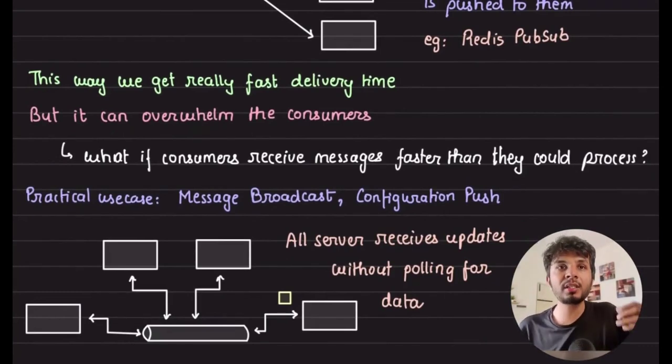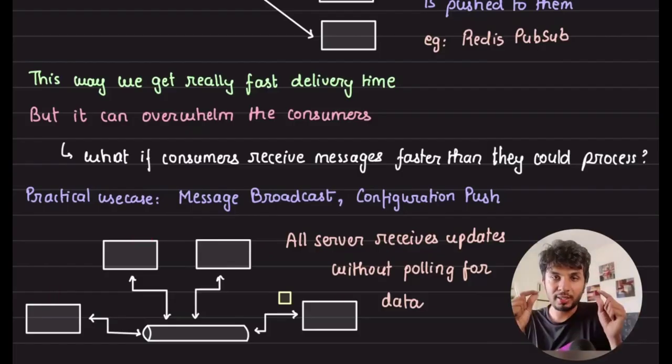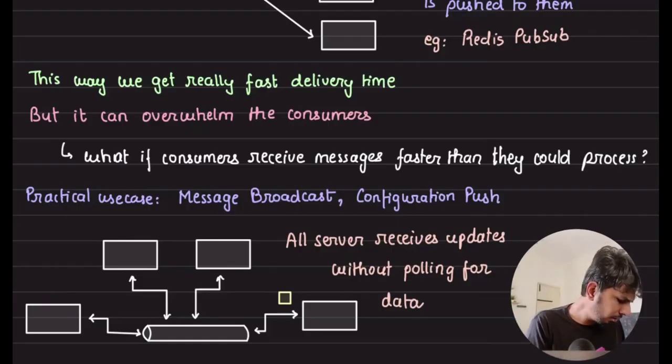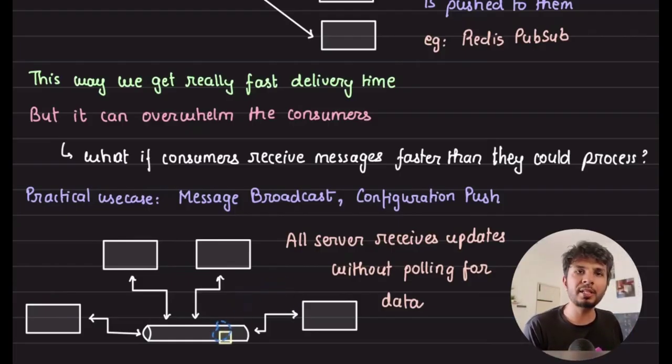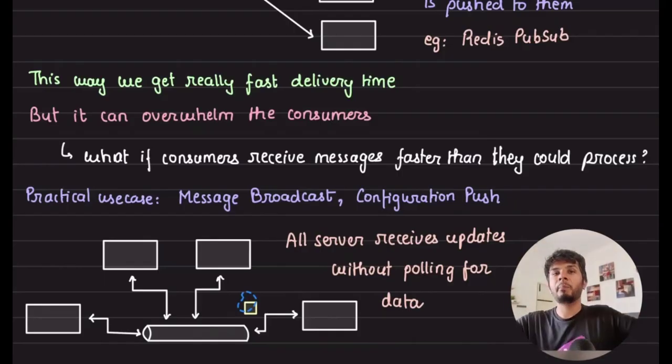Practical uses of this is when you do message broadcast. So a lot of servers are connected to the same broker, this Redis Pubsub. And now what you can do is, when one server pushes the message, Redis's responsibility is to send this message to everyone who is subscribed to this channel. It's literally pushing it rather than them pulling it.